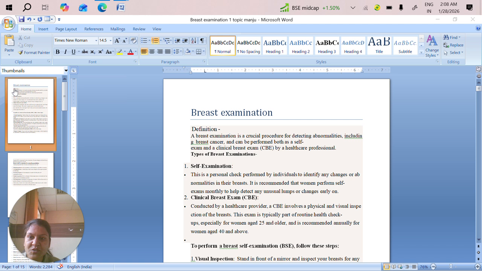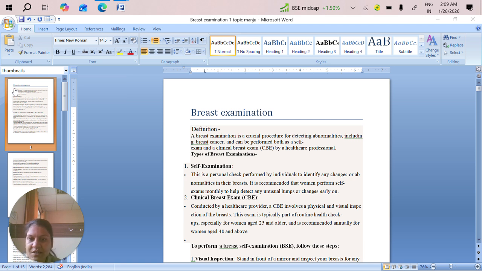Good morning. Myself Manjusini. We are discussing breast examination and its definition. A breast examination is a crucial procedure for detecting abnormalities, including breast cancer. It can be performed both as a self-examination and as a clinical examination by a healthcare professional.